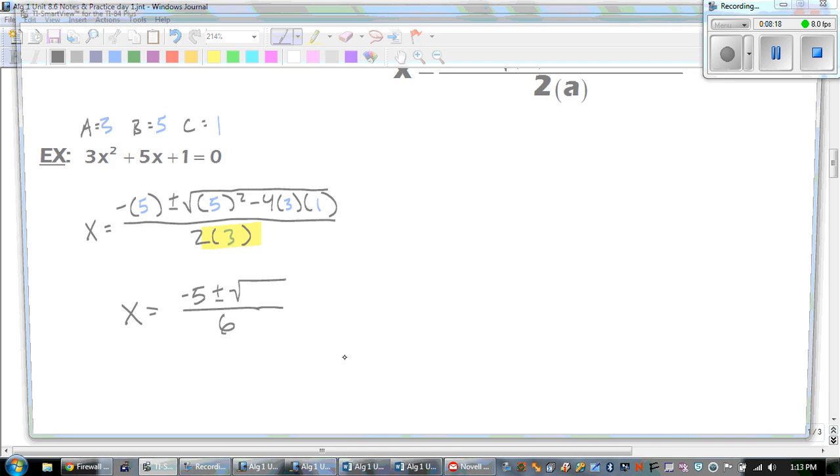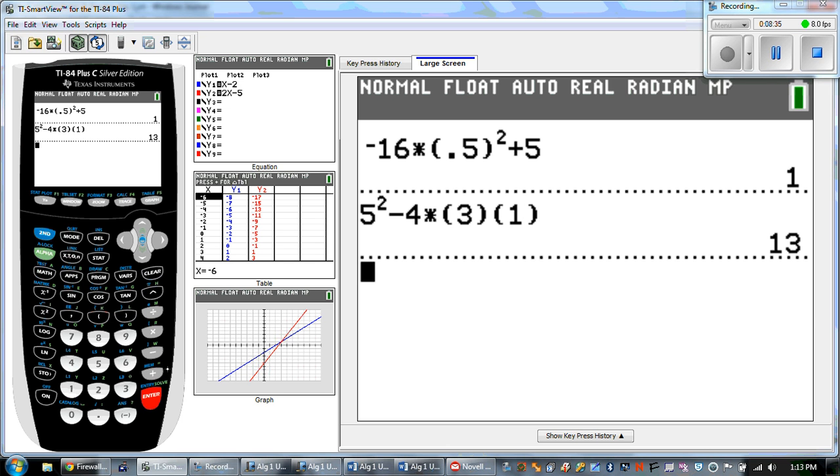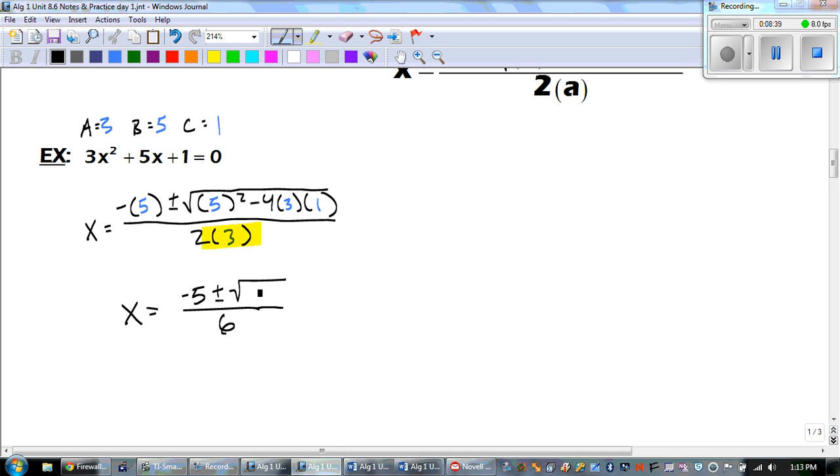All right, and that's the 5 squared. So 5 squared minus 4 times 3 times 1, and then we get 13. So 13 goes under here. Now, just remember that it's plus or minus, so we're going to have 2 answers here.